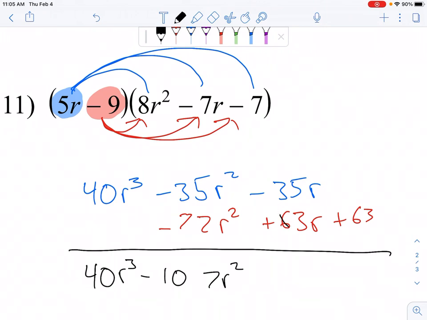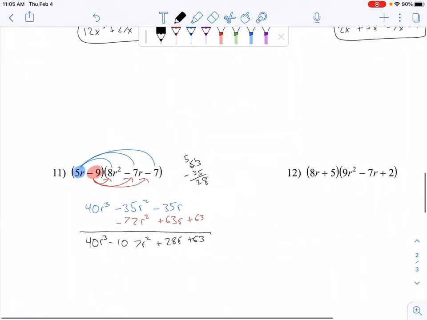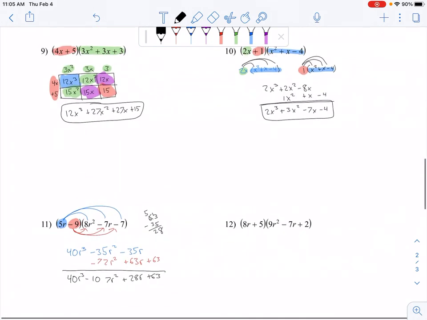This one we have different signs, so we'll subtract. I'm just going to write the work off to the side instead of doing it here. So 63 minus 35, we have to borrow. You could just use a calculator, but I don't feel like it. So positive 28r plus 63. So there are 3 ways for doing these. You don't have to do all 3. You can just pick the one you like and go with it.